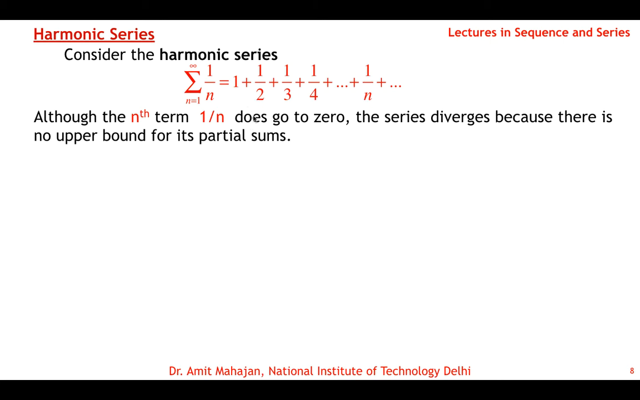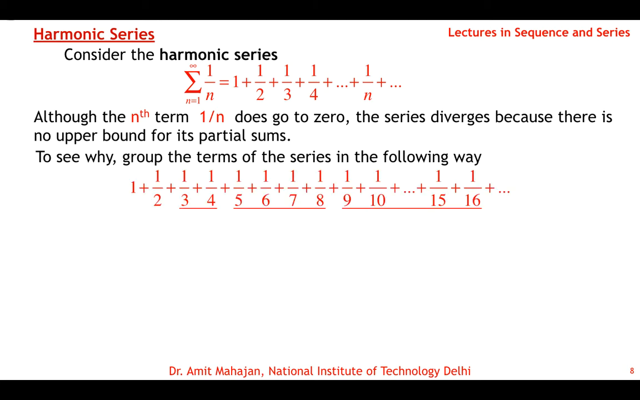If we write this series and group the terms in this way, the series is 1 plus half plus 1 by 3 plus 1 by 4 plus 1 by 5 plus 1 by 6 and so on, plus 1 by n plus 1 by n plus 1 and so on. We combine 1 by 3 plus 1 by 4, then the next 4 terms, then the next 8 terms, then the next 16 terms, so 1 by 17 to 1 by 32, then the next 32 terms, next 64 terms, and so on.